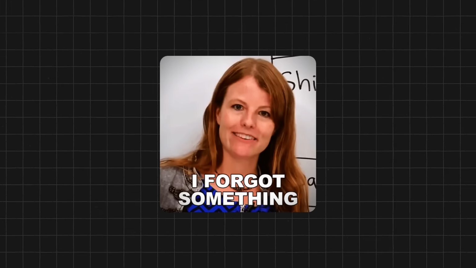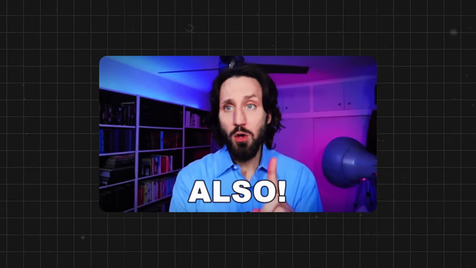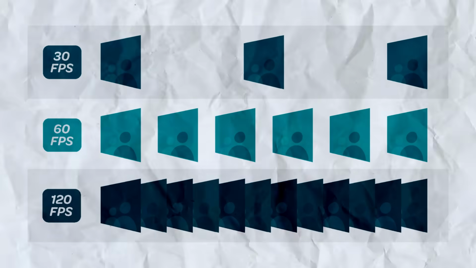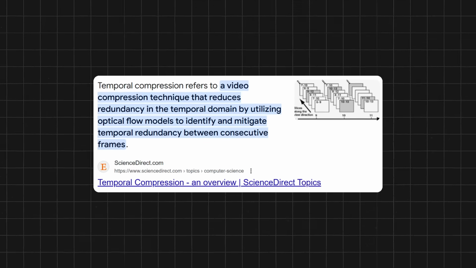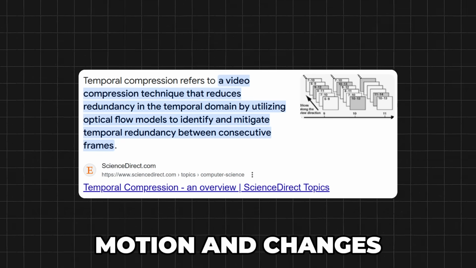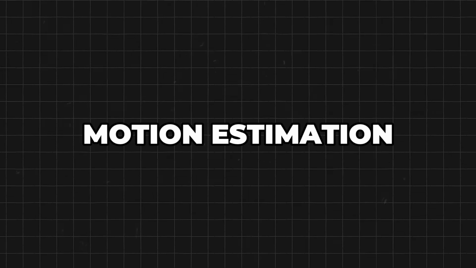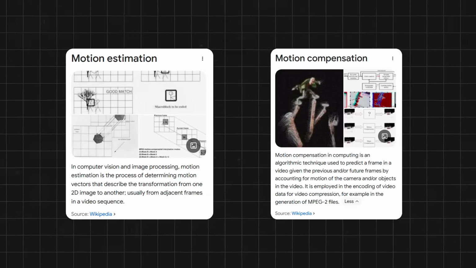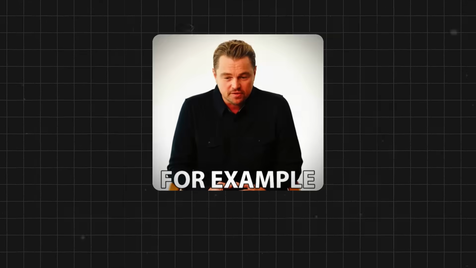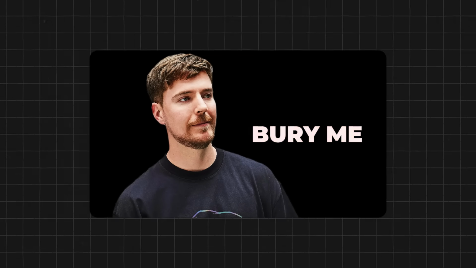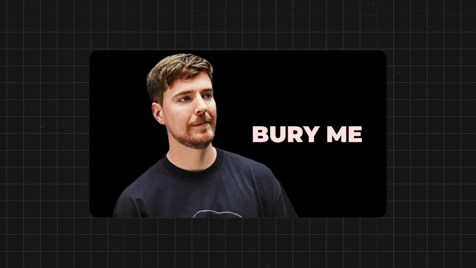I actually jumped the gun here, because that also bleeds into temporal compression, where YouTube focuses on the differences between frames. Instead of storing each frame separately, YouTube tracks motion and changes, encoding only what actually moves. Techniques like motion estimation and motion compensation allow YouTube to predict and reconstruct frames more efficiently. For example, if Mr. Beast is standing still while text appears on screen, only the new text data gets encoded instead of reprocessing the entire scene.